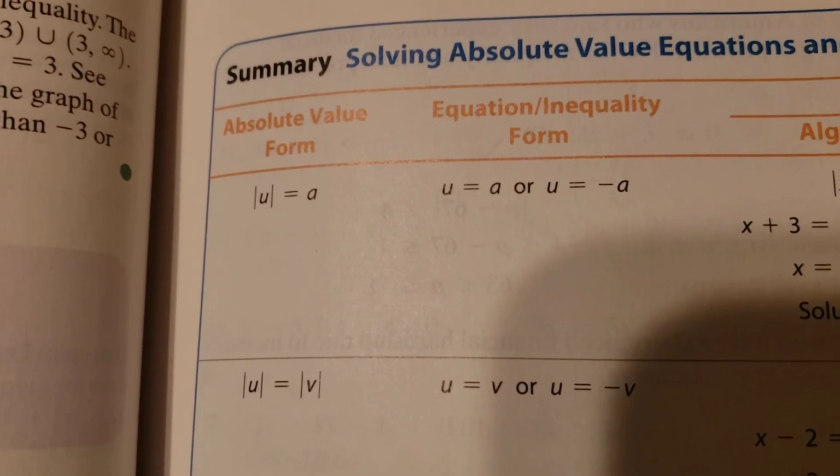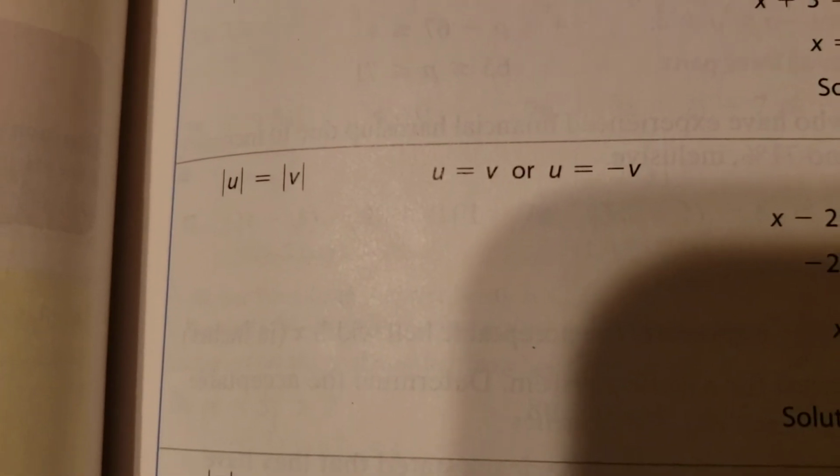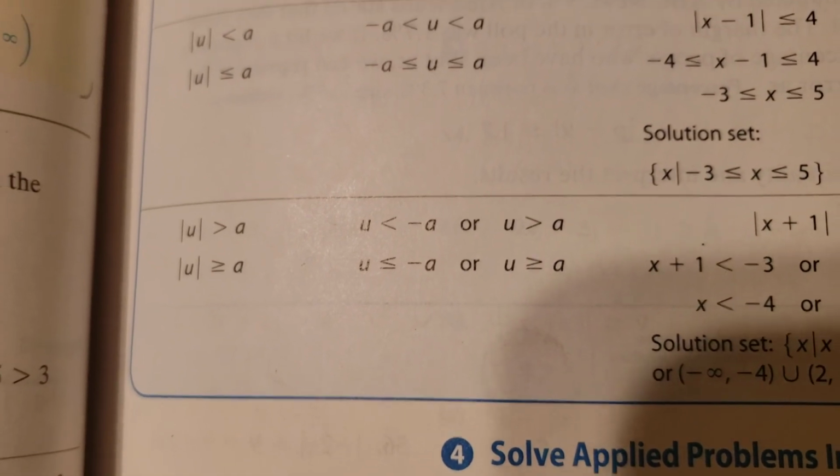The absolute value of any argument is equal to A, means you just set the argument equal to those things. So all of this is what I call freeing the argument. All right, that's section 2.6, and that means that's chapter 2.